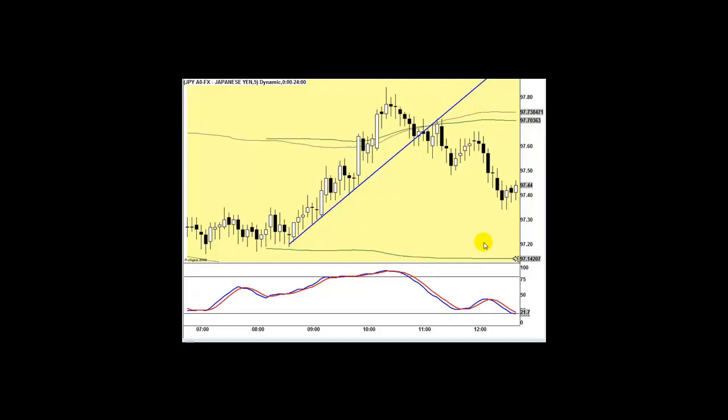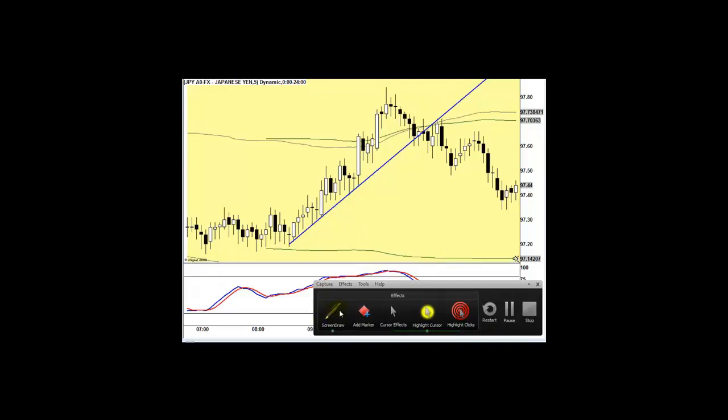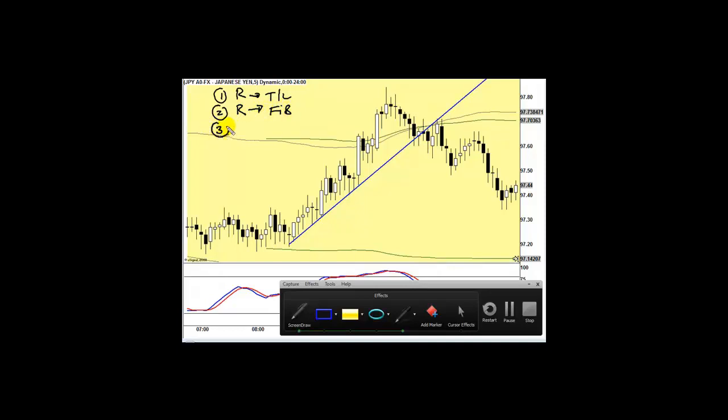Want to talk about today is how to minimize your losses by up to 62%. And I'm going to show you 3 methods that you can do this with. And I'm just going to write these on the screen, and then I'm going to discuss each one. And the first method is a retracement to the trend line. That's method number 1. Method number 2 is a retracement to a Fibonacci level. And method number 3 is a retracement to a candle body.